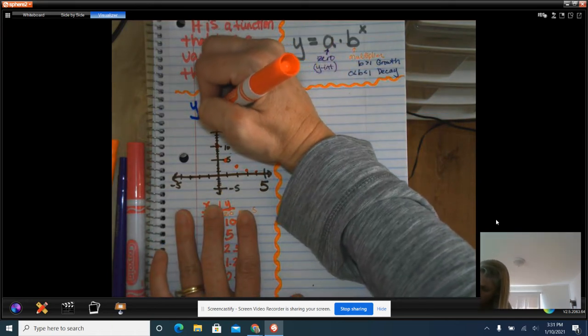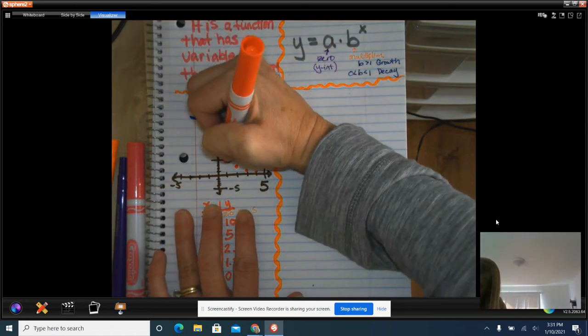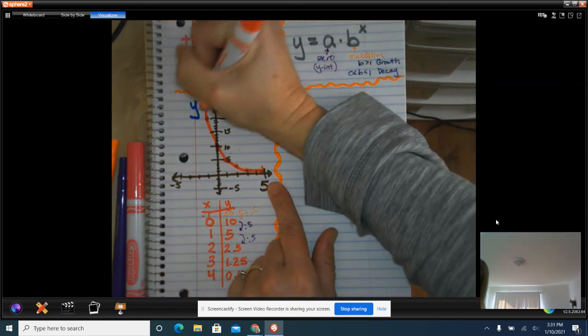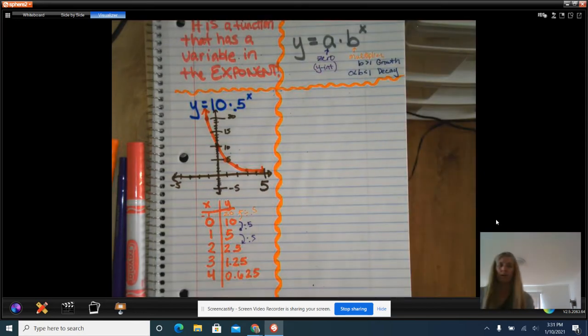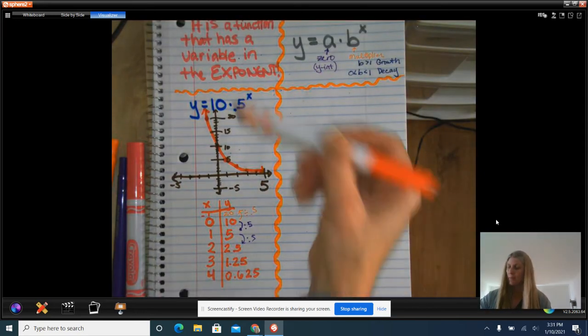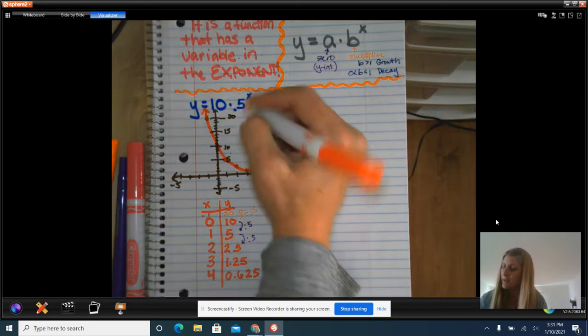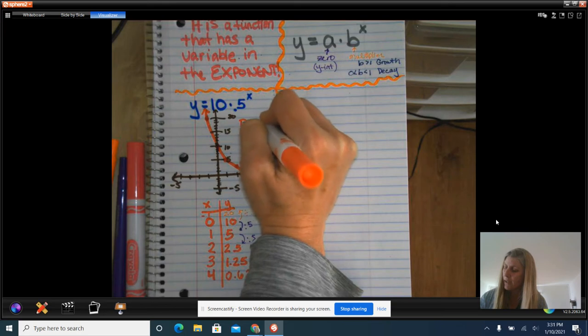So go ahead at this point and make your smooth curve. But realize that it's going to continue getting closer and closer to 0 there, but it's never going to go below that axis. So as you can see, we start big and then we get really, really small, really, really fast. And so this is called an exponential decay.